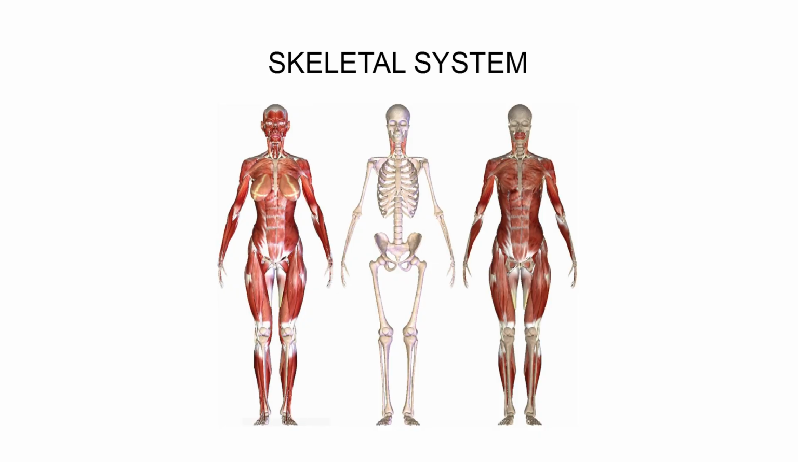The skeletal system. Did you know that the cranium contains 22 bones? And of those 22 bones, 14 of those bones are found on the face. So let's talk about that and how you would need to know the location of these bones.